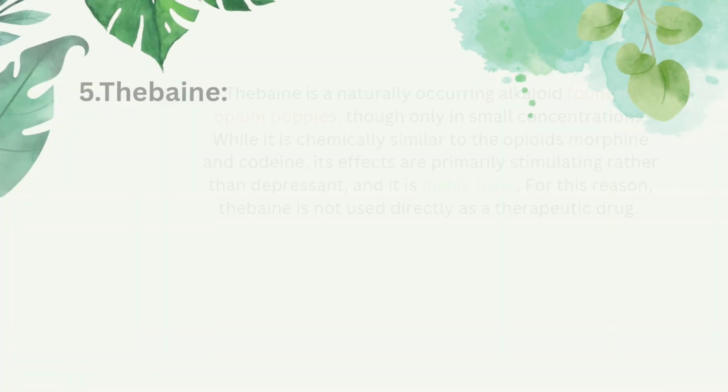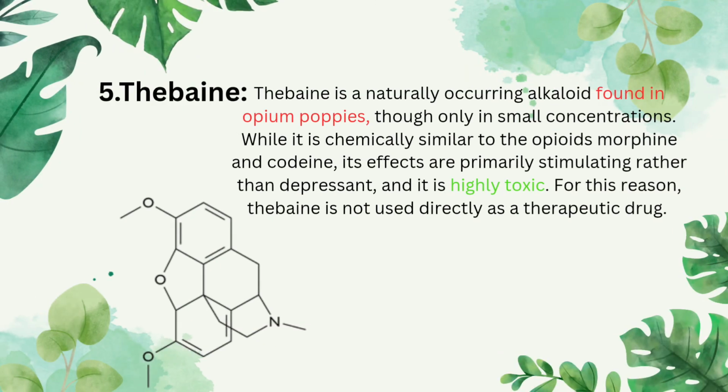Fifth is thebaine. Thebaine is a naturally occurring alkaloid found in opium poppies, though only in small concentration. While it is chemically similar to the opioids morphine and codeine, its effects are primarily stimulating rather than depressant, and it is highly toxic. For this reason, thebaine is not used directly as a therapeutic drug.